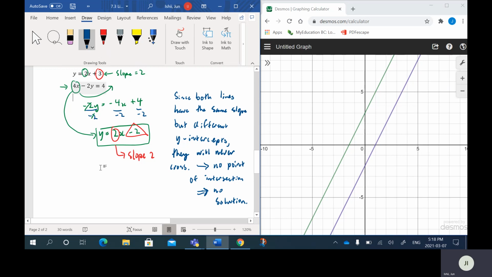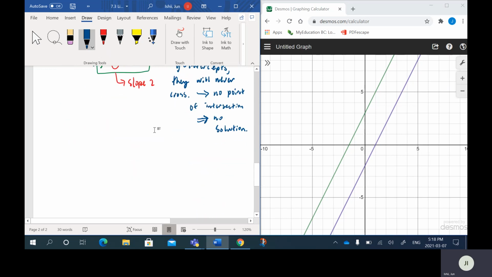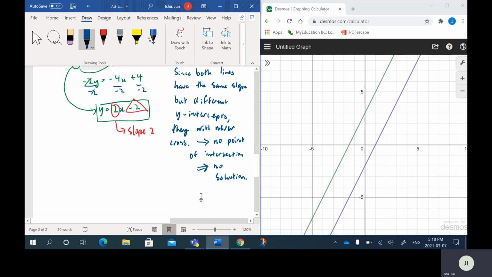All right, cool. So hopefully that makes sense, guys. So that's those linear systems.